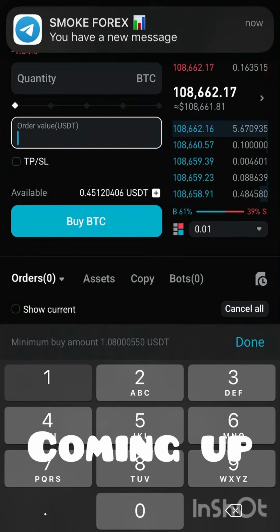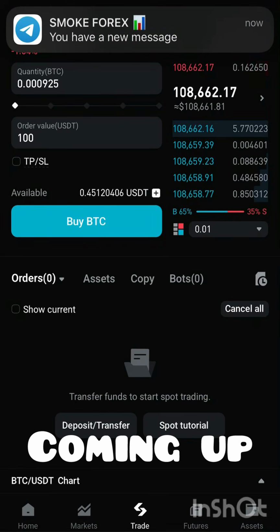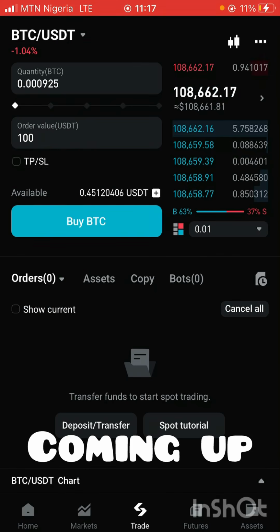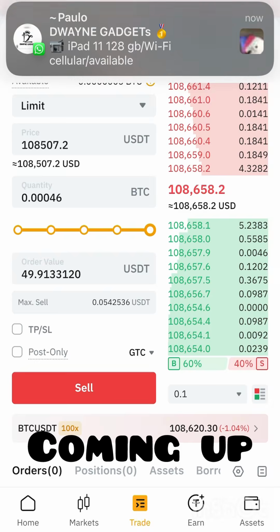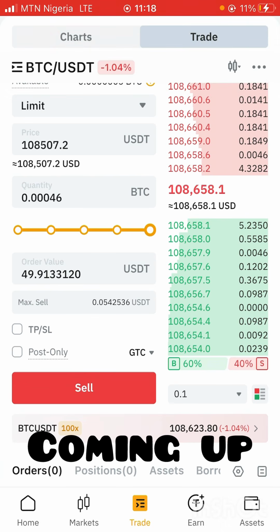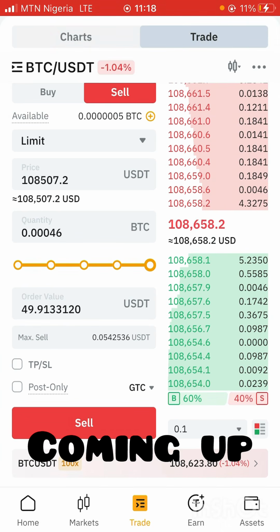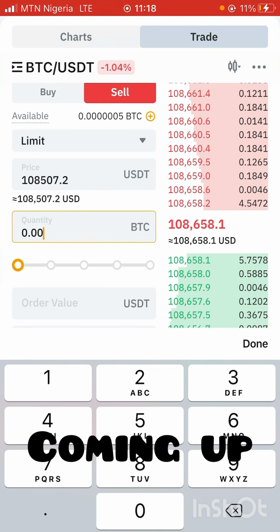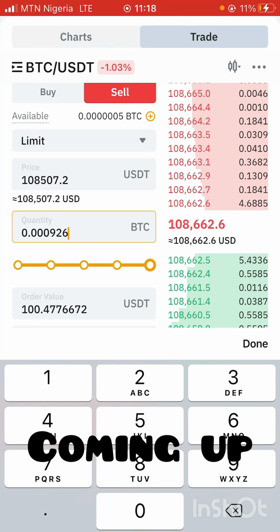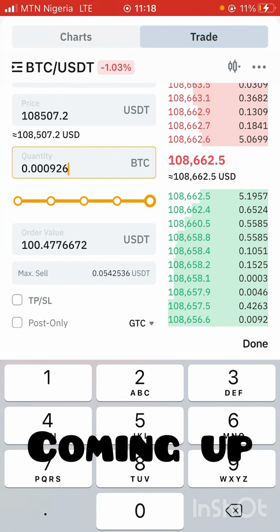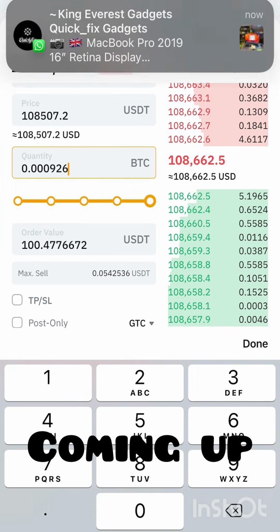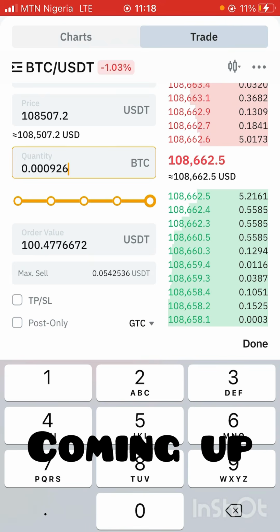If I put in here 100 USDT, I'm going to be getting 0.00925. That is the amount of BTC I'm going to be getting on this platform. So I come to this other exchange that I want to sell to, and put the quantity of BTC that I want to sell. The quantity I want to sell is 0.00926. Right now you can see that I will be making an extra $4.